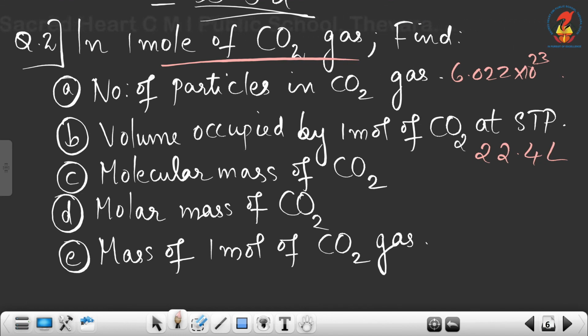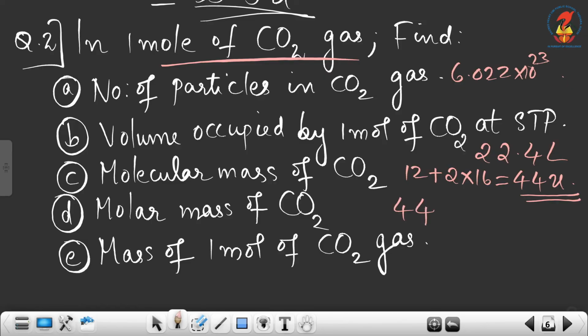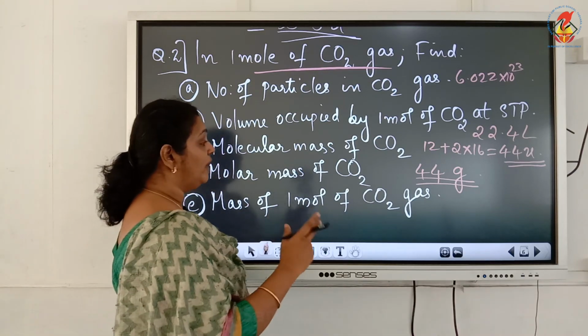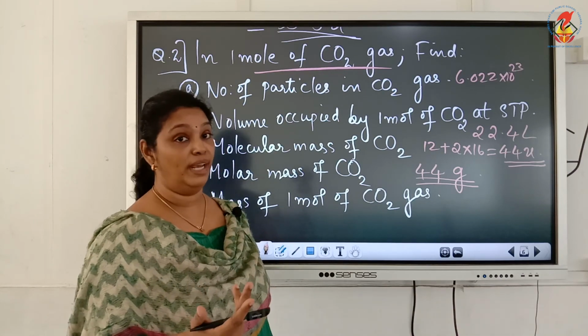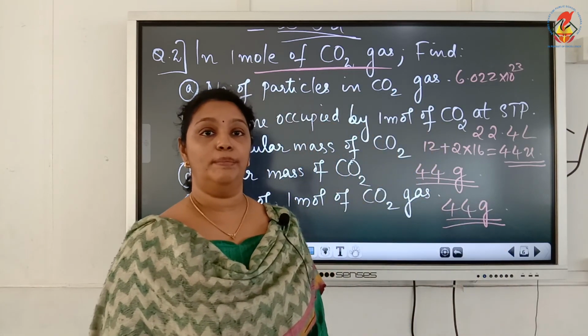Molecular mass of carbon dioxide. We know carbon atomic mass is 12 plus oxygen, we have 2 atoms into 16 will be equal to 32, plus 12 will be 44 U. The unit is U, unified mass, because it is molecular mass. Now, molar mass of carbon dioxide will be the same, 44 itself, but the unit will be gram, because it is molar mass, that is the molecular mass expressed in grams. Now, mass of 1 mole of carbon dioxide is again known as molar mass, so it will be the same, it is 44 grams. So with this we complete our mole concept.